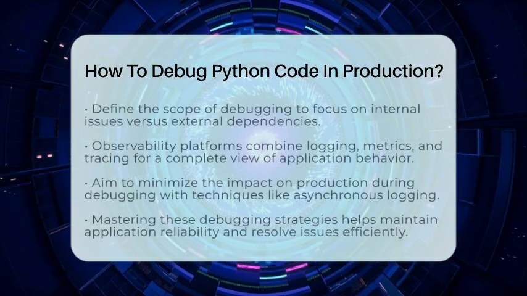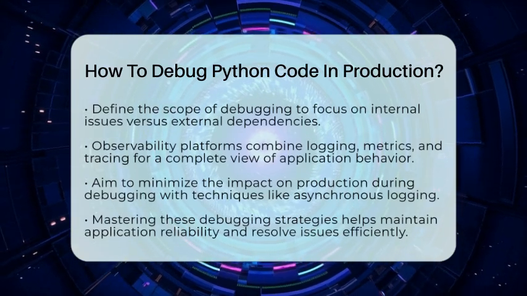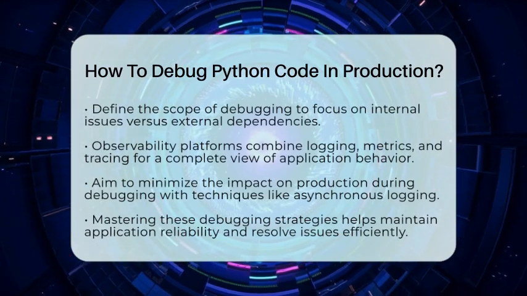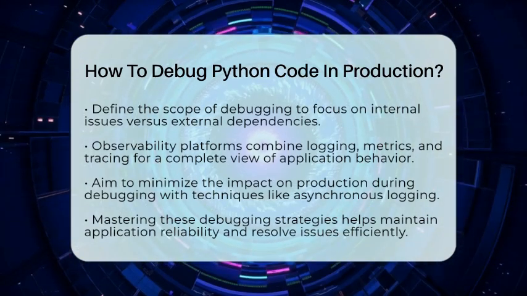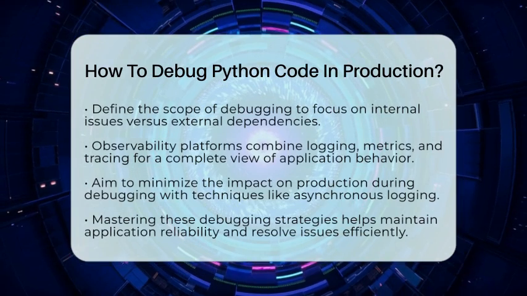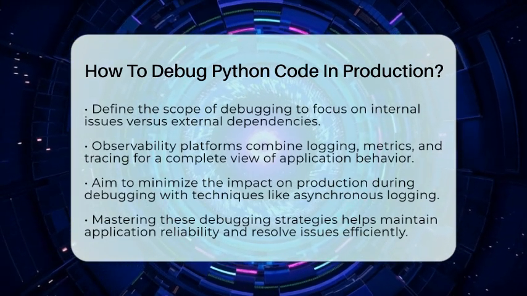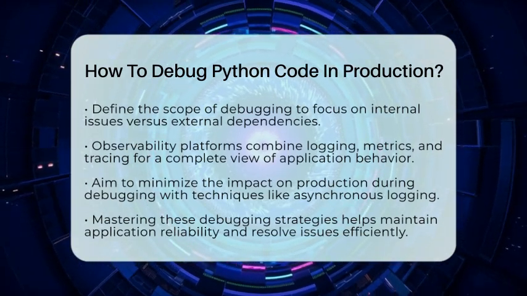Consider using observability platforms as well. These platforms combine logging, metrics, and tracing to give you a complete view of your application's behavior. They help correlate events and understand complex interactions in production systems.